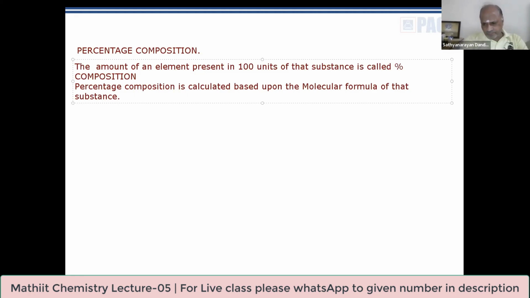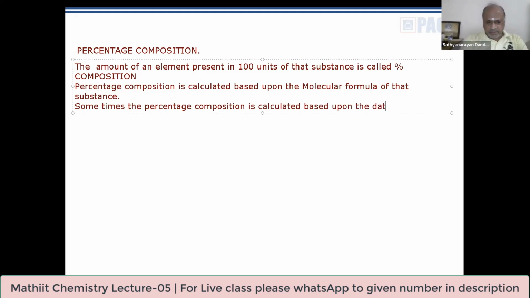Sometimes the percentage composition is calculated based upon the data given. Okay. So first, percentage composition based upon chemical formula. Composition based upon chemical formula.